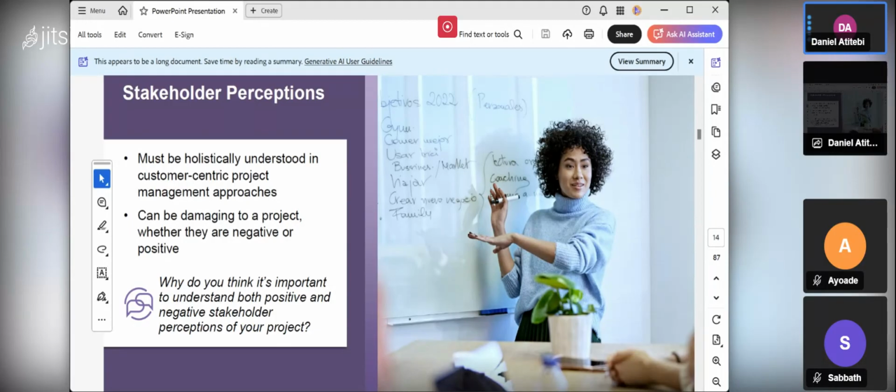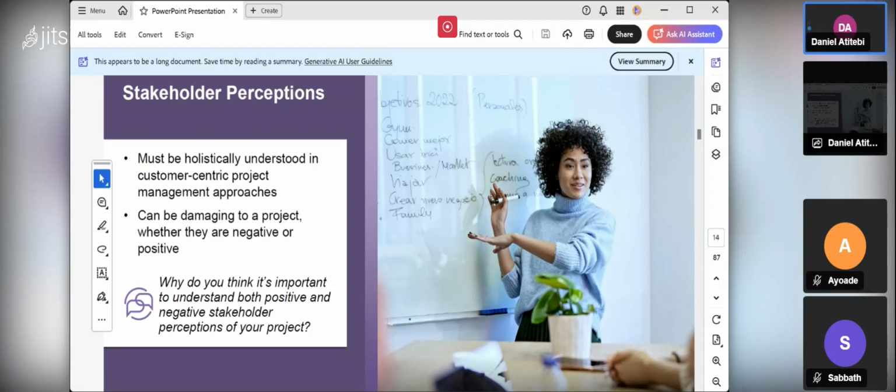So if you understand who your stakeholders are, what they want, how they want it, and when they want it, it will make your work easier. Their perception can be damaging to a project, whether negative or positive. So if there is a stakeholder or customer who can have a negative influence on your project, you need to identify all these people so that you know how to engage with them. That's what he's trying to say here.